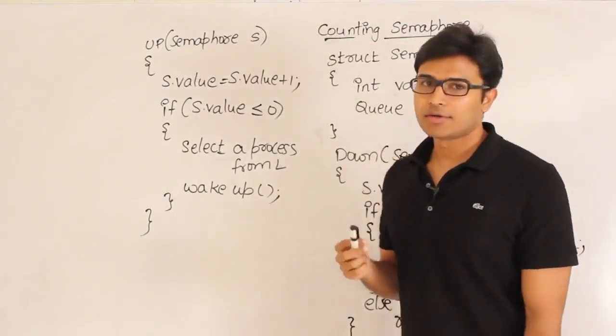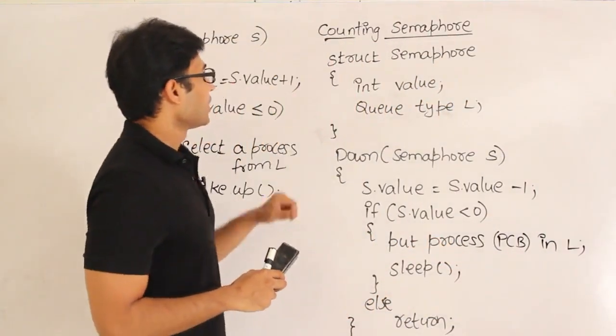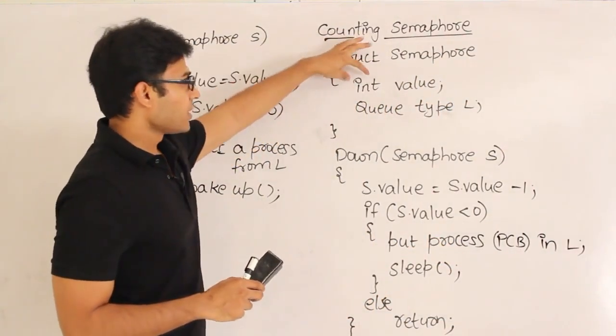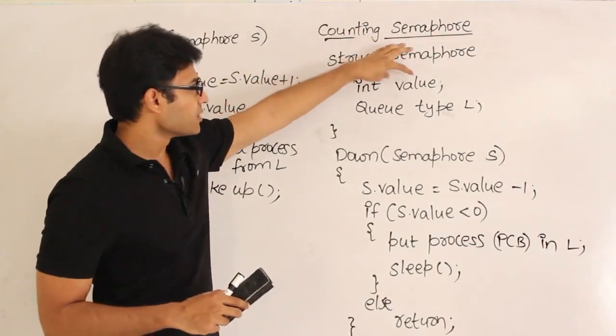Now let's look at the counting semaphores. The counting semaphore will be a structure like this. Watch it. Struct semaphore. It will have an integer value, right? And then it will have a queue.